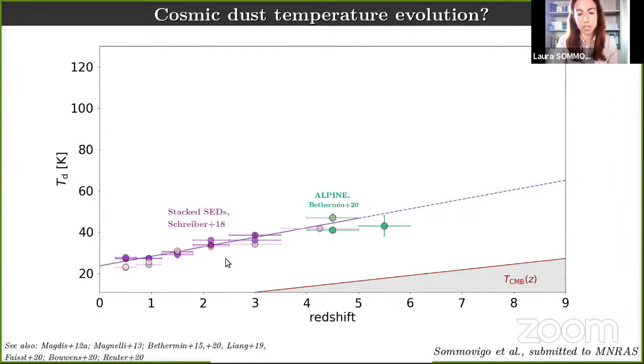These purple points are from recent work by Schreiber, who analyzed the stacked SEDs of low redshift to intermediate redshift galaxies in the HRS and CANDELS fields. He found a very tight correlation between the dust temperature and redshift, claiming that the dust temperature increases linearly with redshift. This is somewhat consistent with the latest results by the ALPINE collaboration presented in Béthermin's paper of 2020.